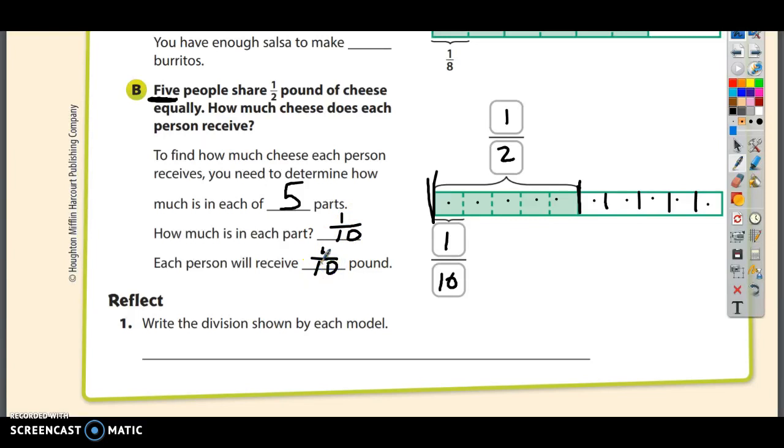Number 1 says, write the division shown by each model. So if we went back up to A, the division there was 3/4. It was the jar of salsa, and that was divided by 1/8. And we decided that that was equal to 6. Enough salsa for 6 burritos. And then the second one, we started with a half, and we divided by 5 people, and we ended up with 1/10.